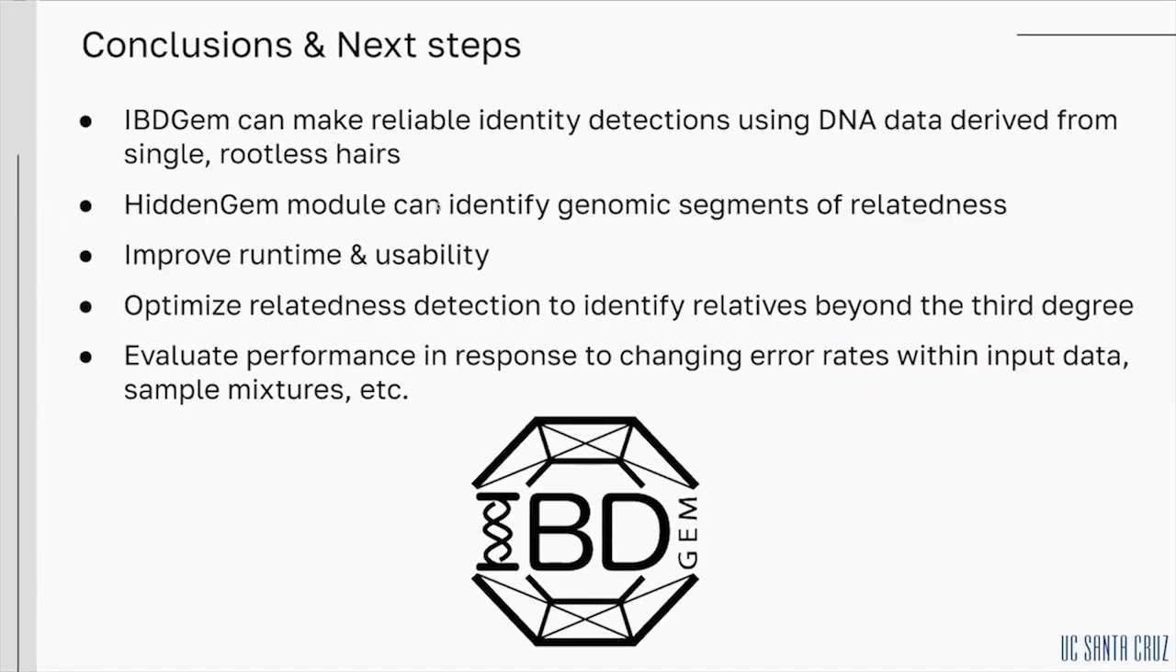And in conclusion, we have shown that our method, IBD-GEM, can make reliable identity detections using low-coverage DNA derived from single rootless hairs, which are a common type of sample in forensics. And additionally, with the Hidden Gem module, we can also identify genomic segments of relatedness and infer biological relationships between the compared individuals. My next steps for this project will be to improve the runtime and make the program more user-friendly by offering compatibility with standard file formats.